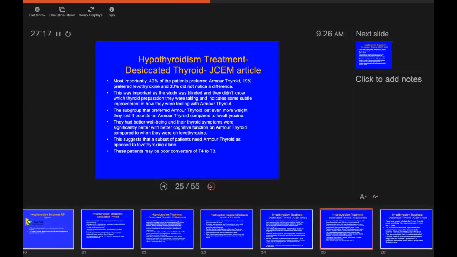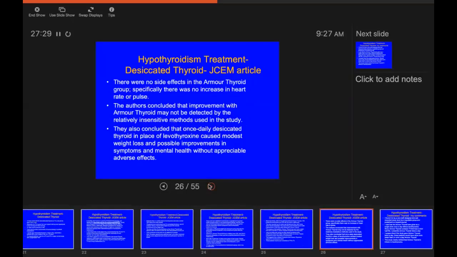And this suggests, and this is what I've always argued, that there's a subgroup of patients that need the Armour thyroid as opposed to the levothyroxine. These patients may be more poor converters from T4 to T3. And there were no side effects in the Armour thyroid group. Specifically, there was no increase in heart rate or pulse.